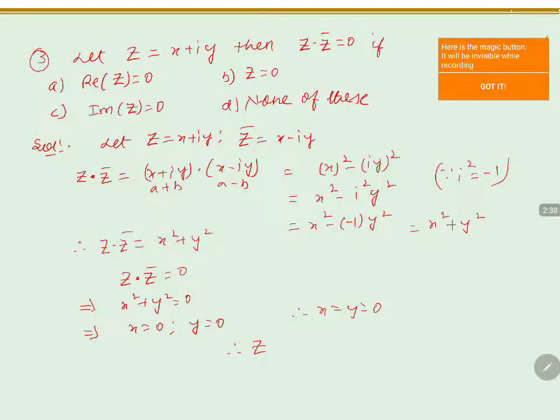Then as a result, the value of z, as we got in the question, z is equal to x + iy. Let me substitute the values of x and y here, so we get 0 + i times 0, that is 0 + 0, which is equal to 0. Therefore, we got z is equal to 0. So if z = x + iy and z times z bar is equal to 0, then z is equal to 0. That is option B.